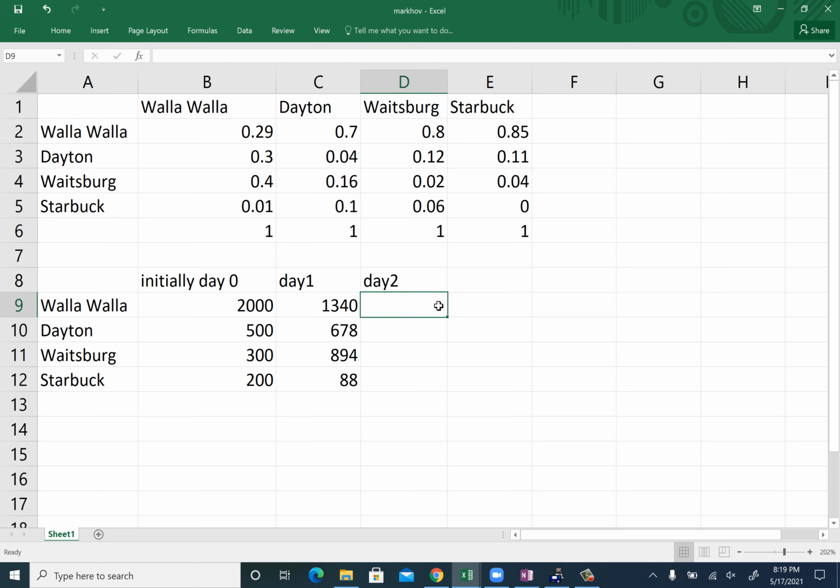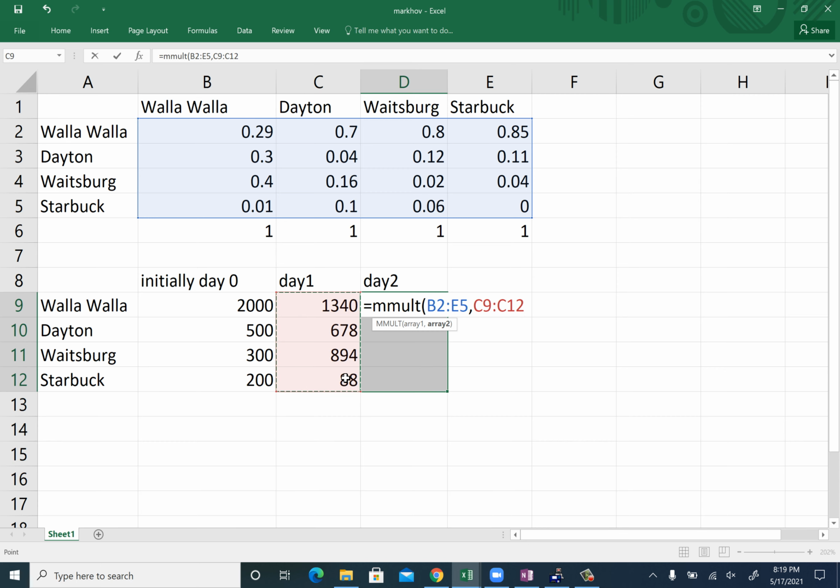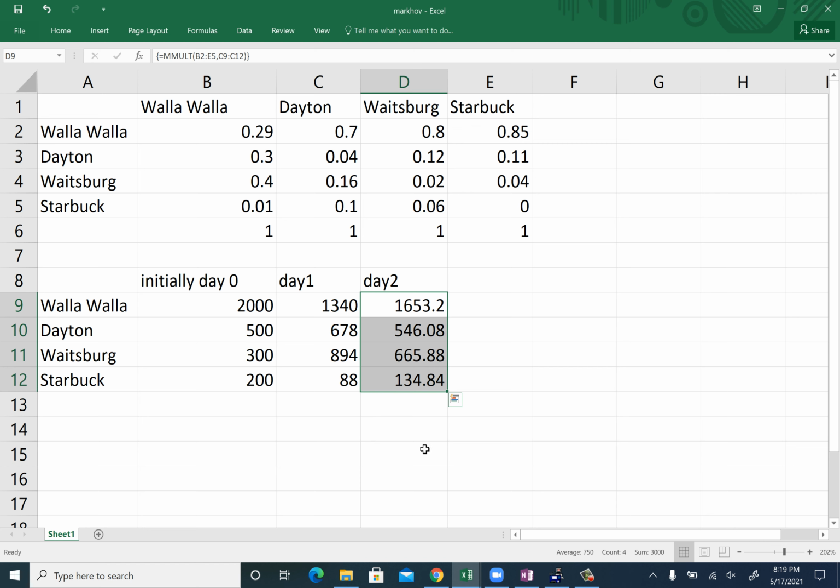Wait, so you're saying literally all I have to do is go equals MMULT of this matrix times, oops, comma, this vector here. That's correct. Wait, but isn't this vector this matrix times this vector? Wait, yes, indeed it is, sir. Wait, so you're saying I can just keep going. Yeah. Wait, what's going to happen over time? Well, over time, out somewhere around day 100, it's going to be kind of interesting.